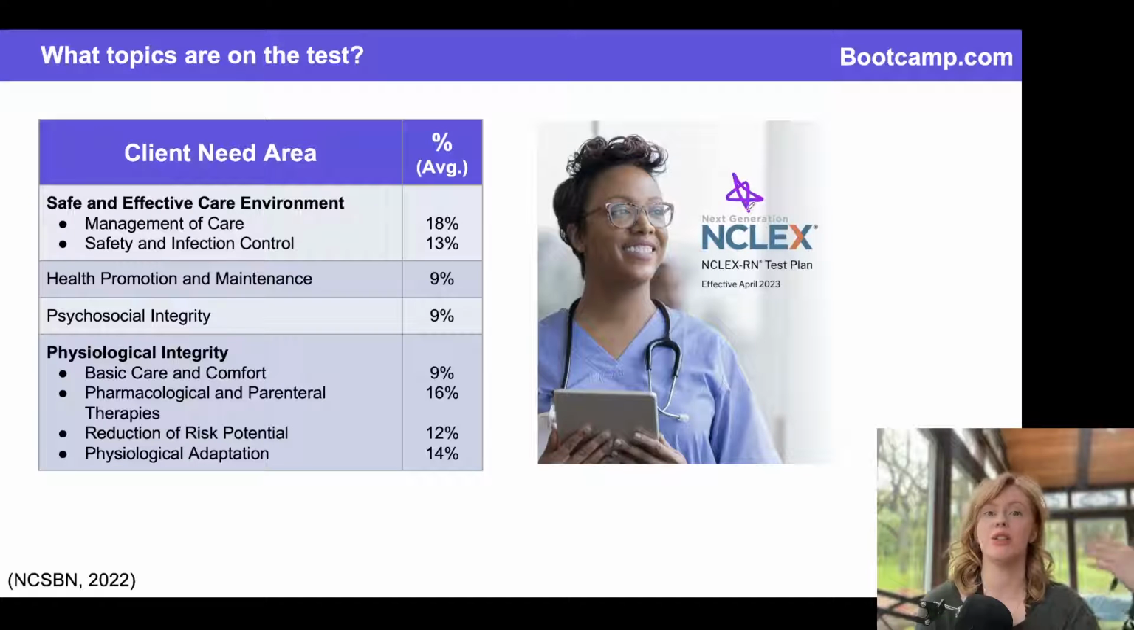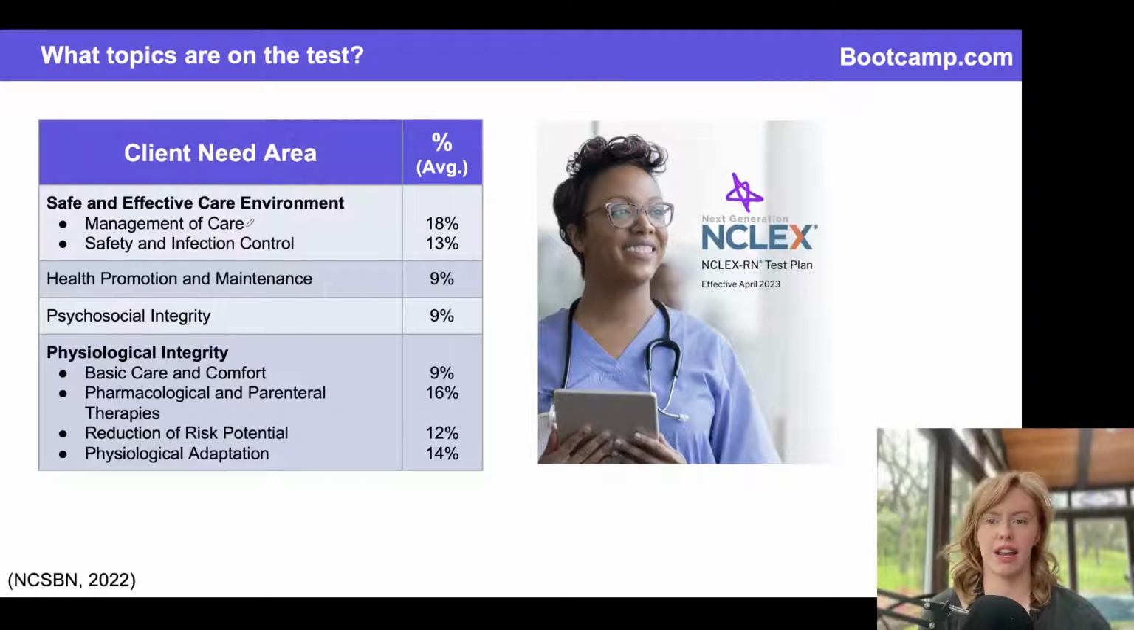Based on the responses of actual practicing nurses, they decide that one of the most important areas is clinical judgment, which we're going to focus on today and which makes up your case studies. Then the remainder of the test is broken down into these client need areas. This might not be language that you're familiar with because your courses in school might have been organized differently, but you know what's here.